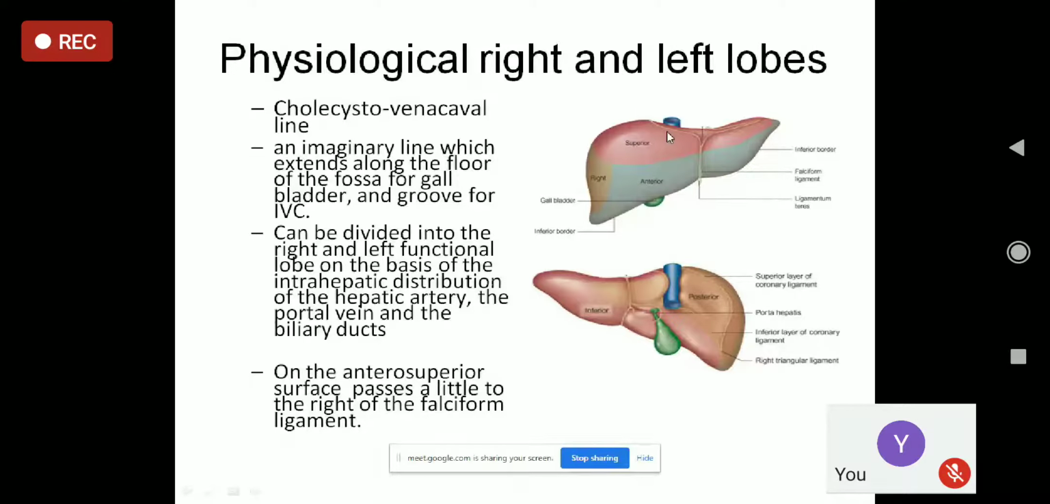So what you have to remember is that in the anatomical lobe, it is divided by the falciform ligament, whereas in the physiological lobe, it is divided by the imaginary line which extends from the fossa of the gallbladder to the inferior vena cava. This line demarcates the physiological lobe, and that is called the cholecystocaval line. Okay?